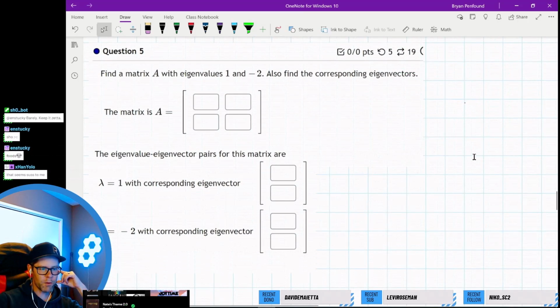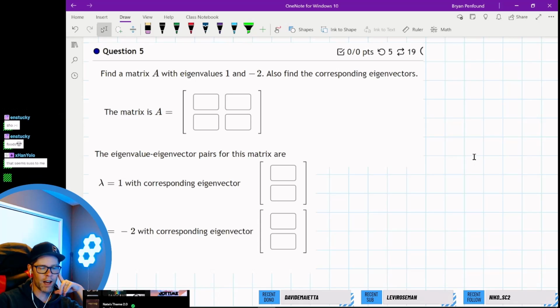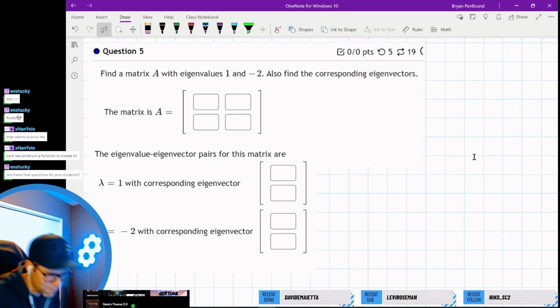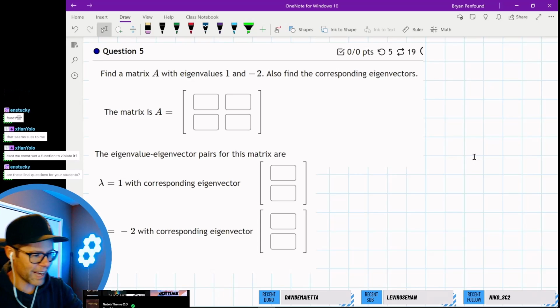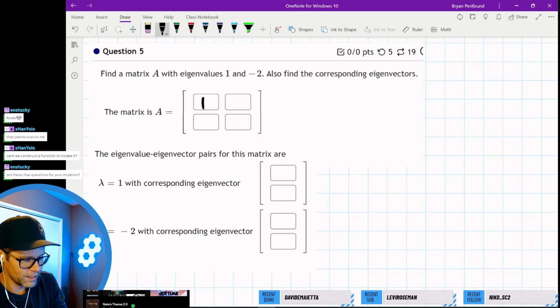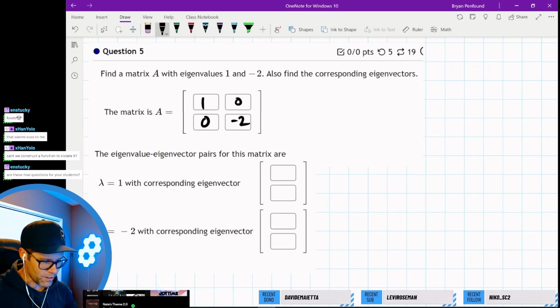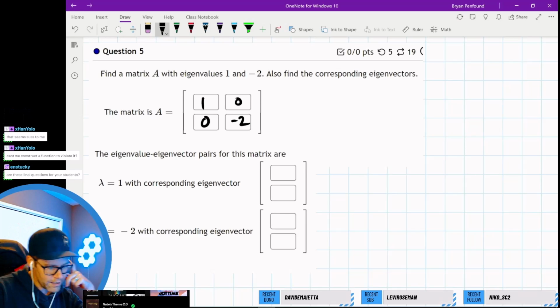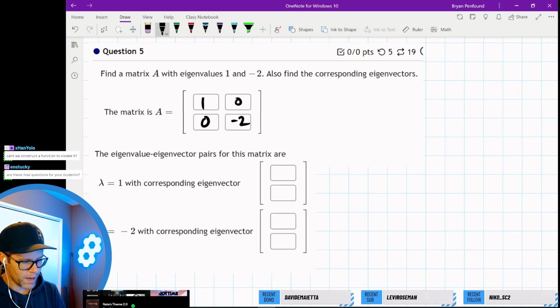So find a matrix A with eigenvalues 1 and negative 2. Also find the corresponding eigenvectors. That's a fun question. Can we just make it a diagonal matrix? Can we just do [1, 0; 0, negative 2]? That seems like a reasonable thing. Okay, so that works, I think. The eigenvalue, eigenvector pairs.